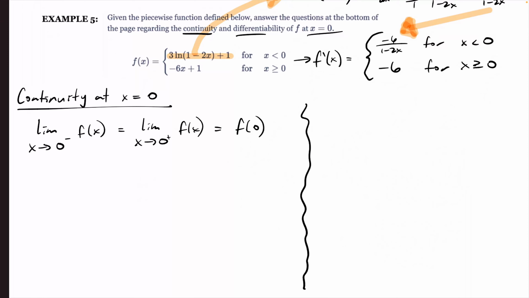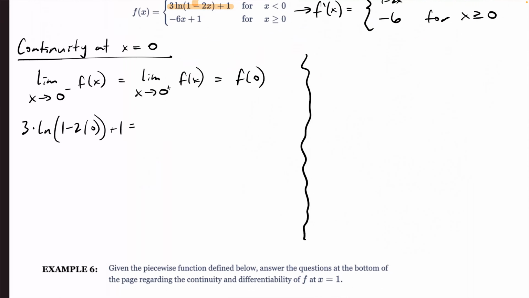So the left side, I would check the less than side, which is the log. So 3 times the natural log of 1 minus 2 times 0, so it's just natural log 1, plus 1. What's the natural log of 1? That's a great question. It's a whole number. It's 1, isn't it? Rhymes with hero. 0.